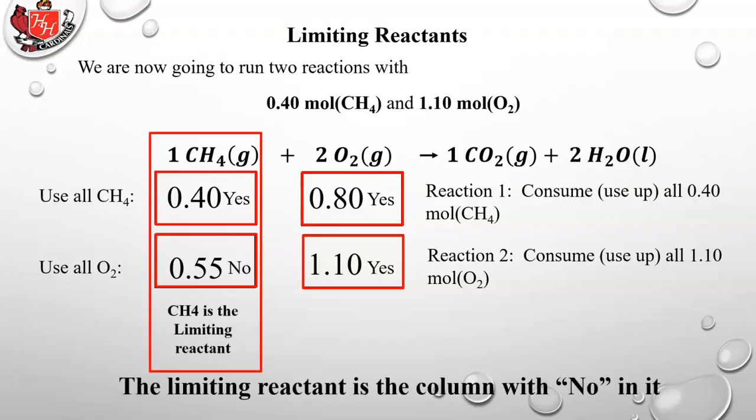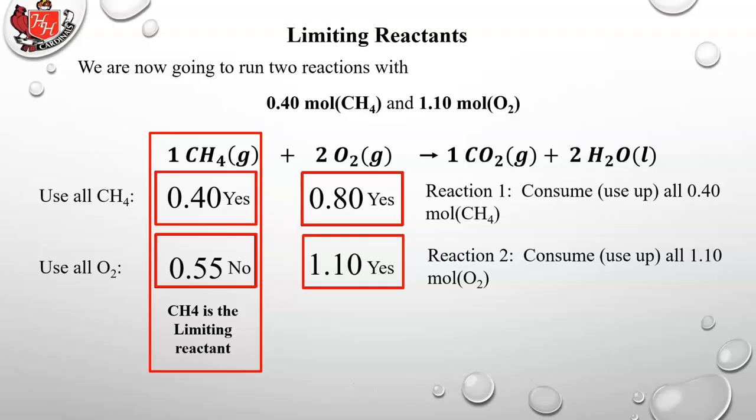So the limiting reactant is the column with the no in it. It's the CH4 column that has the no in it. So CH4 is the limiting reactant. It's the one that's going to run out first. The excess reactant is the other one. It's the O2. That means we have more O2 than we need.